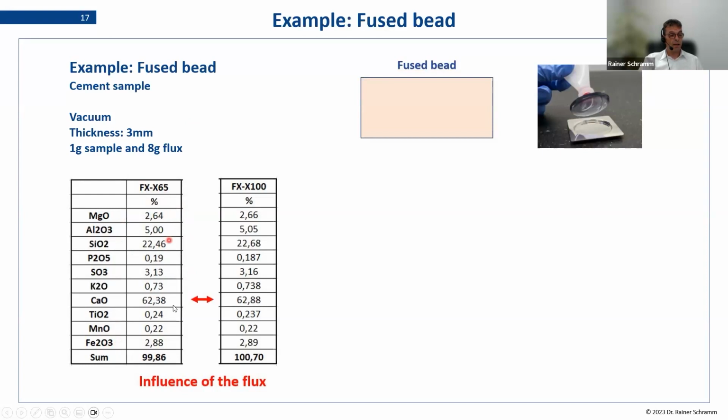And if I then let it calculate, I will get a sum around 100 and good results for the sample. So the software has no problem. And the flux I'm using, I'm also describing. In this case, it is FX-X65, which is 66% tetraborate and 34% metaborate. But if I now only make the trial that I tell the software I use a different flux, just 100% lithium tetraborate, then you see already the influence.